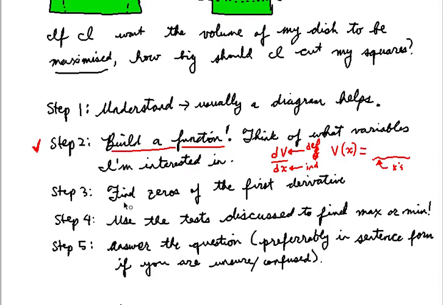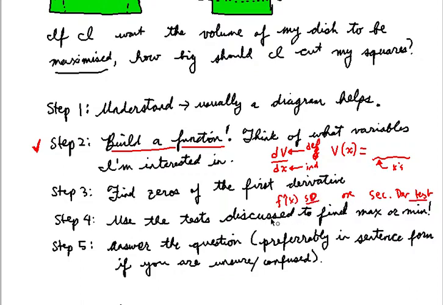Once I build my function, I'm going to find the zeros of the first derivative. Once I have V of x, I take the derivative, so dV/dx or V prime of x. Set it equal to 0 and find where those zeros occur. Then use the tests that we discussed to find the maximum or minimum. What are the tests? The sign diagram of f prime of x, or the second derivative test. Those are the two tests that you can use to do this.